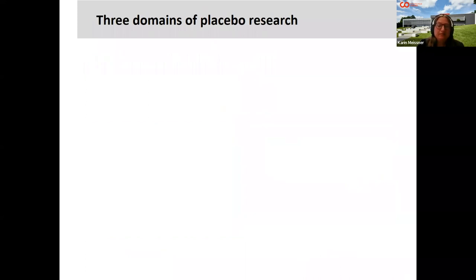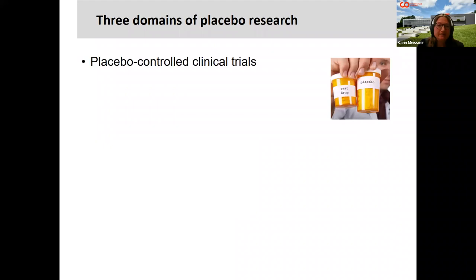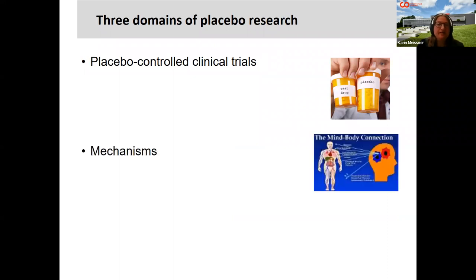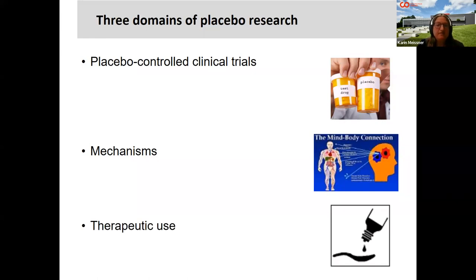A lot of studies have been performed in the domain of placebo research, and we can roughly differentiate between three domains. First, a lot of studies have been done in which placebo effects were analyzed within placebo-controlled clinical trials, and I will tell you some examples later. Second, many studies have been performed to elucidate the mechanisms underlying placebo and nocebo effects. And also some studies have dealt with the therapeutic use of placebos and how we can make use of the placebo forces in clinical practice.